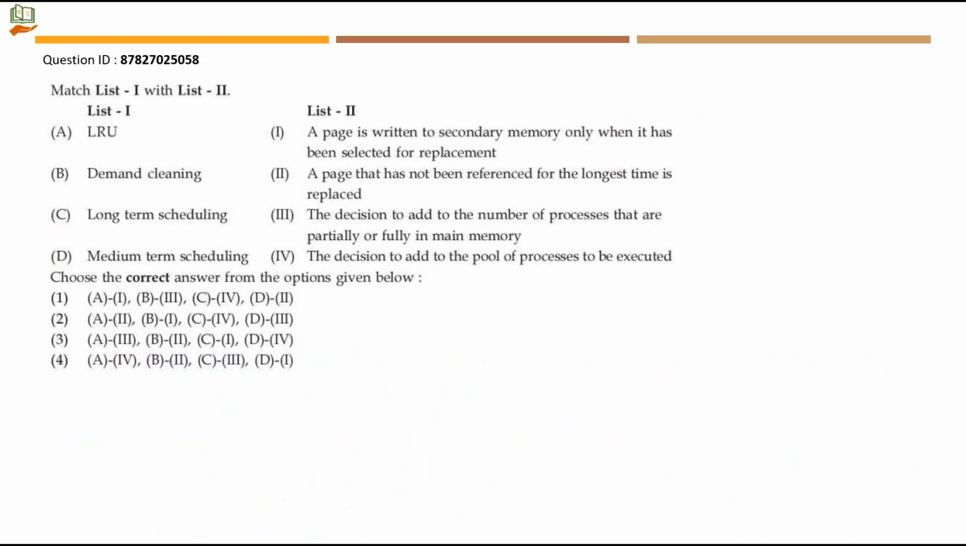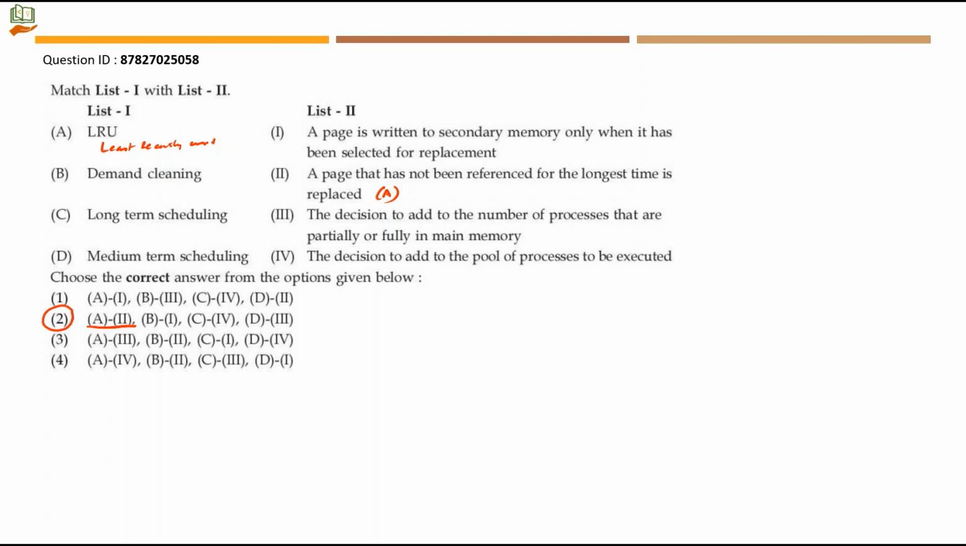Next question, match list 1 with list 2. So we know least recently used. LRU is a page replacement algorithm. Least recently used means it has not been used recently. So a page that has not been referenced for the longest time is replaced. This will be perfectly apt for LRU. Which option has A mapping to 2? The only option will be option number 2.